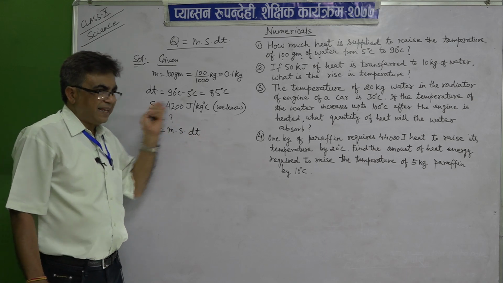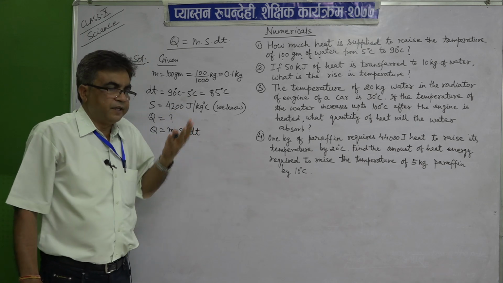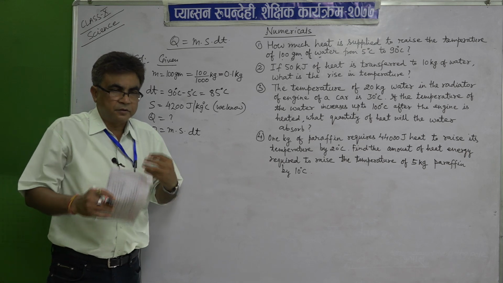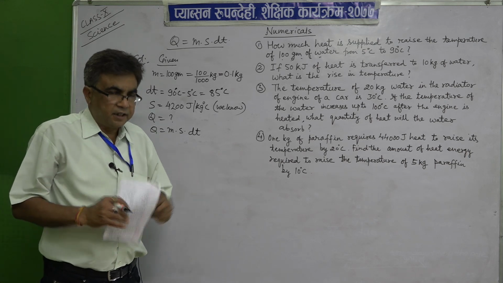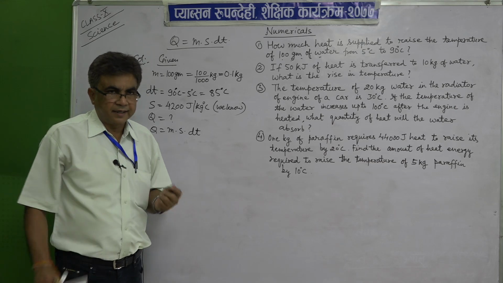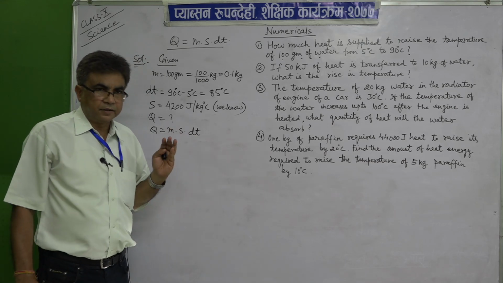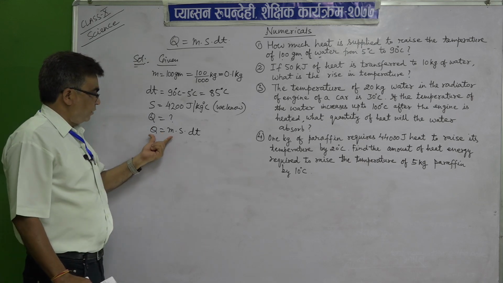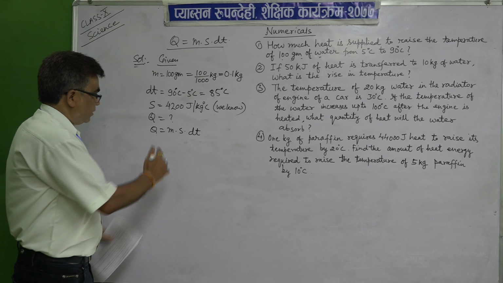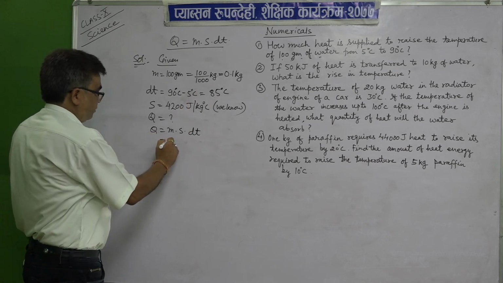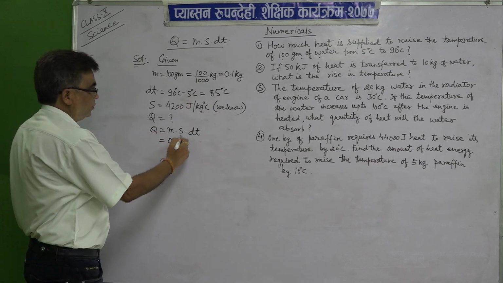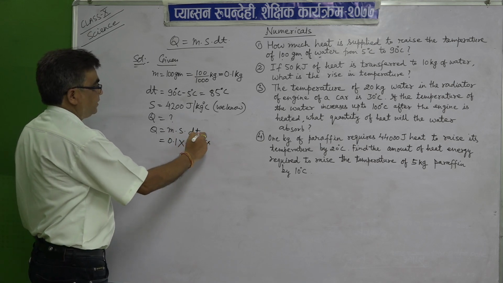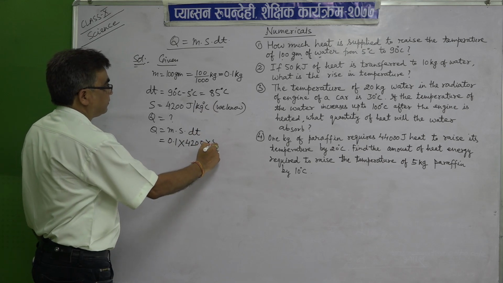These wordings I am leaving out because we have very limited time, and within that limited time I have to try to teach you a little more subject matter. That is why I am simply leaving them. But these are very easy things you can understand anyway. So, Q equals m into S into dt. M is 0.1, S is 4200, and dt has come to 85.